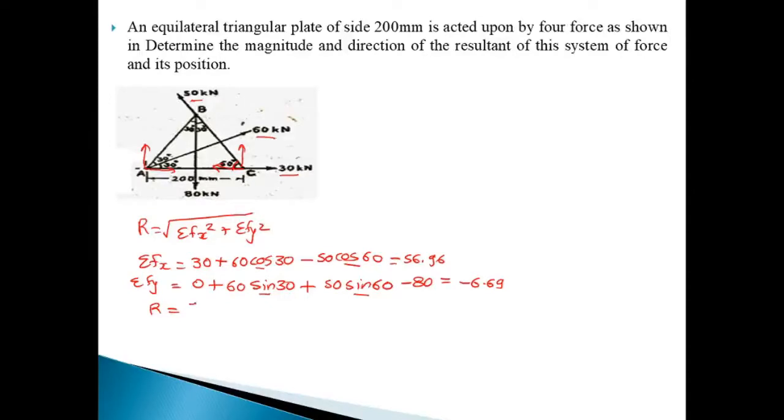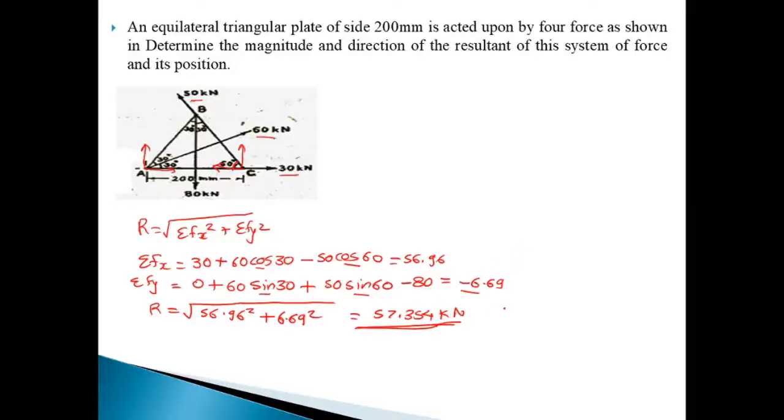So resultant is equal to square root of summation Fx, which is 56.96 square, plus 6.96 square. The square of the negative value is positive, that's why we consider a positive here. So this way we can find out the resultant, which is 57.354 kilonewton. The unit of force is kilonewton. Yes, so this is the required answer for the resultant.